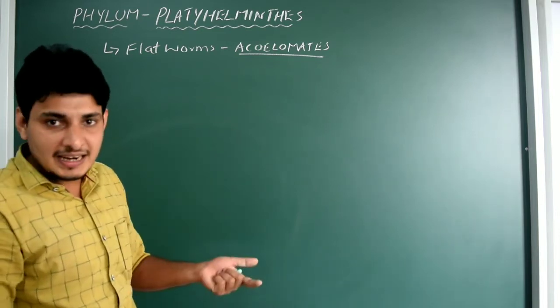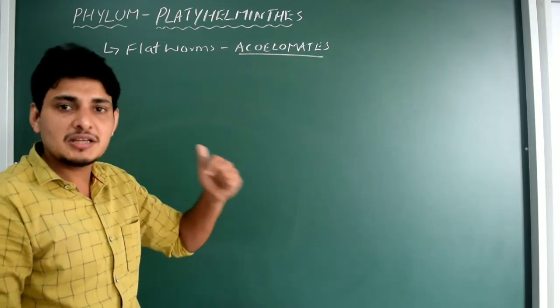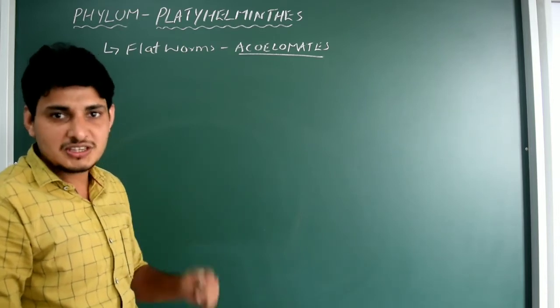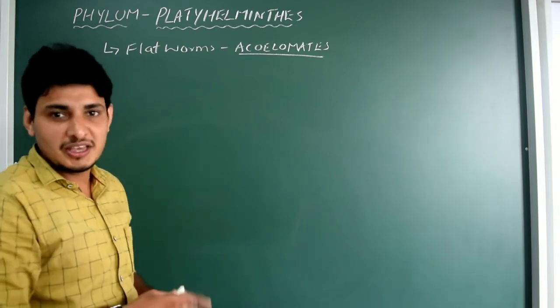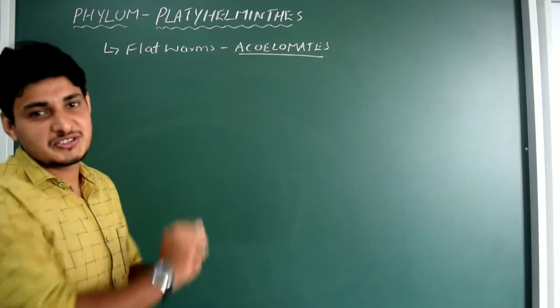And after that Annelida, they are triploblastic coelomates, Arthropoda triploblastic coelomates, Echinodermata triploblastic coelomates, Mollusca triploblastic coelomates, Hemichordata triploblastic coelomates, Chordata triploblastic coelomates. Done?